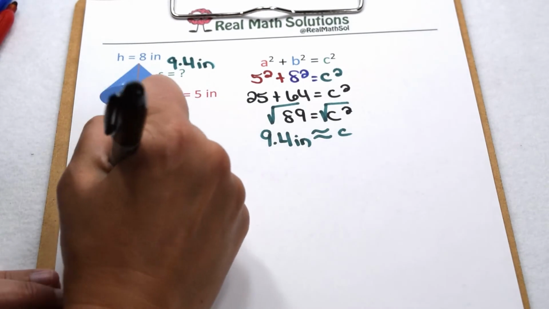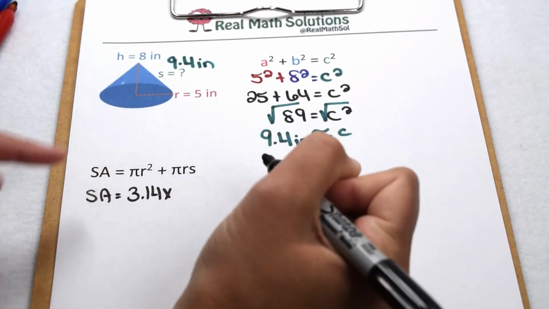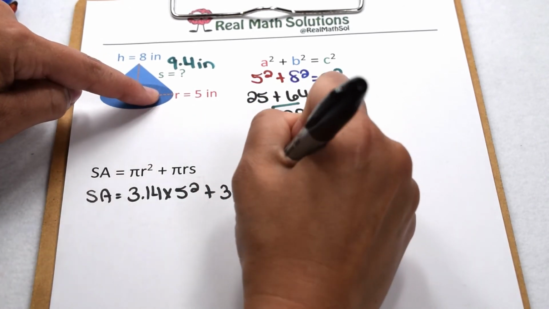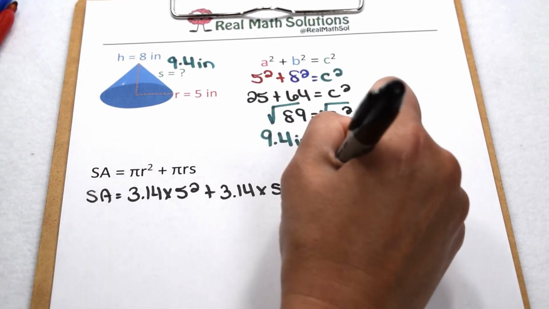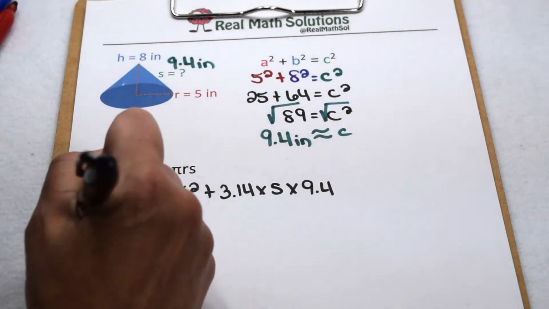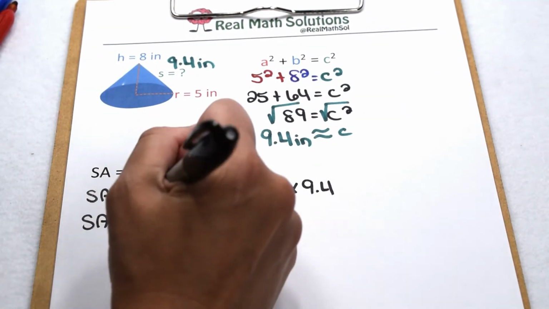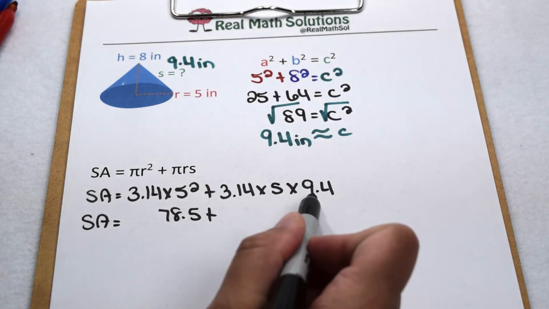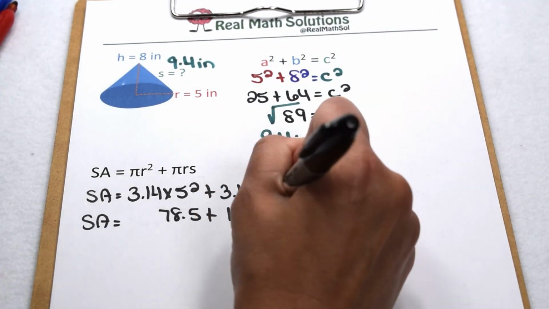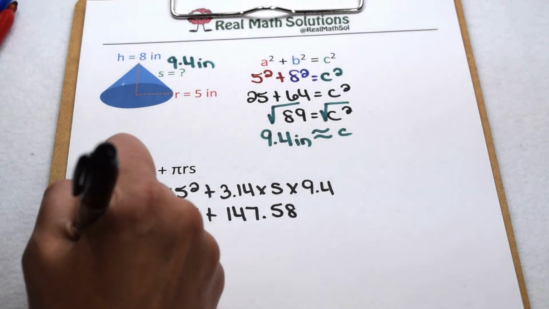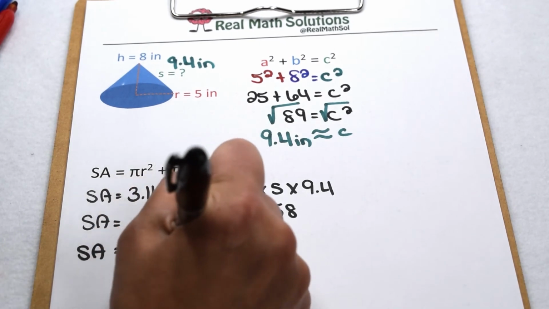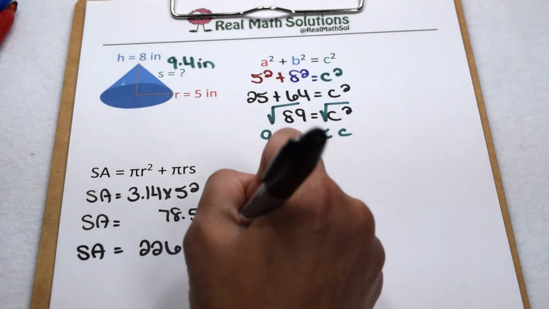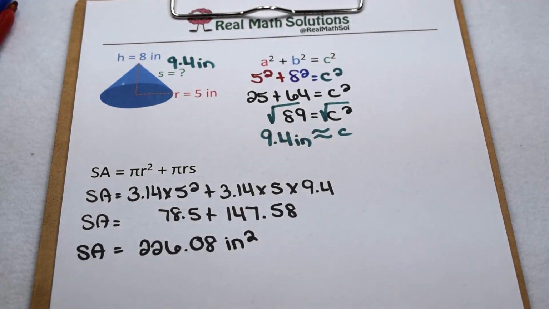Surface area is pi times radius squared, so it's going to be 3.14 times 5 squared, and to that we're going to add pi times radius 5 times our slant height of 9.4. Let's work that in chunks. 5 squared is 25. 25 times pi comes out to be 78.5. If we multiply 3.14 times 5 times 9.4, that comes out to be 147.58. Adding those two quantities together gives us 226.08. Since our cone is labeled in inches and surface area is a two-dimensional measurement, we're going to label that as 226.08 square inches.